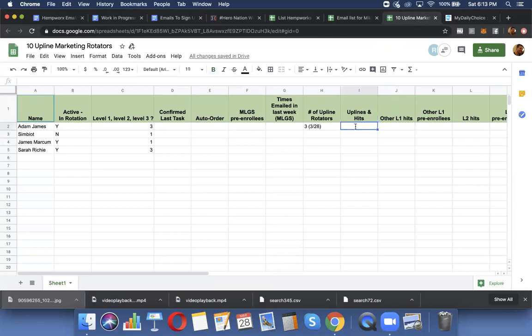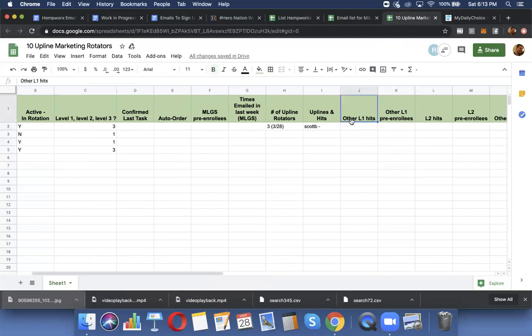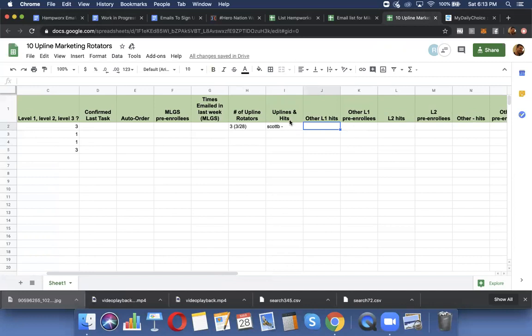Uplines and hits. So again, you'd be listing out Scott B dash, and I already did that one. Let's go to other L1 hits. So what I actually want here, I want another column here that says uplines and pre-enrollees.